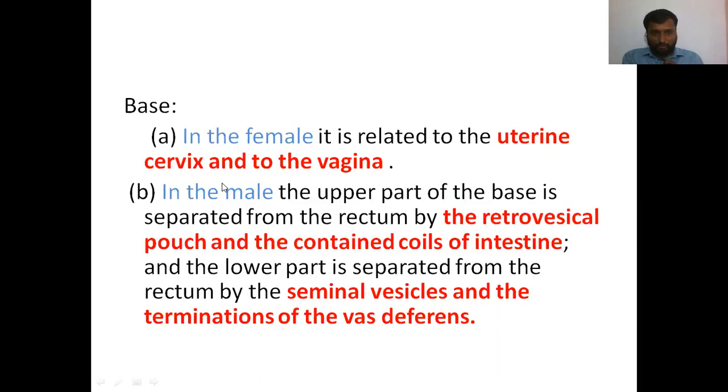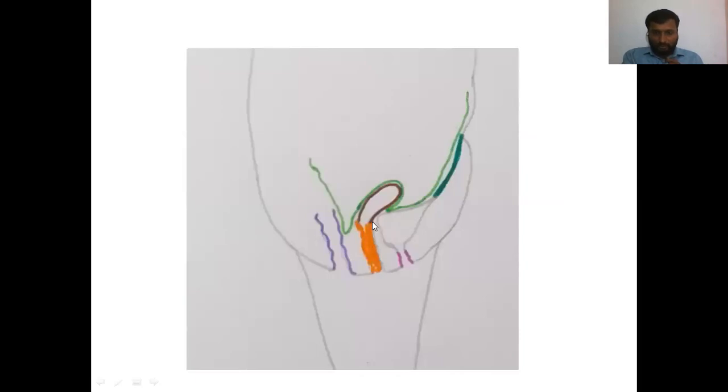Now relations of the base in males and in females. First we see in females. In females, the base is related to the uterine cervix or uterus and vaginal canal. See, this is the apex and this one is the base, and this is the female body. So here behind the urinary bladder we can see the uterus and the vaginal canal. Behind that we can see the rectum.